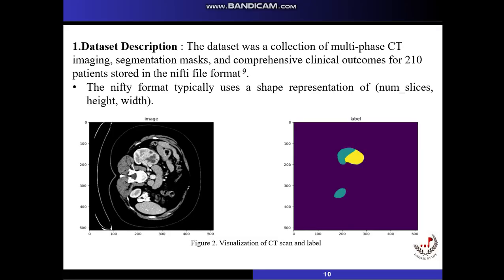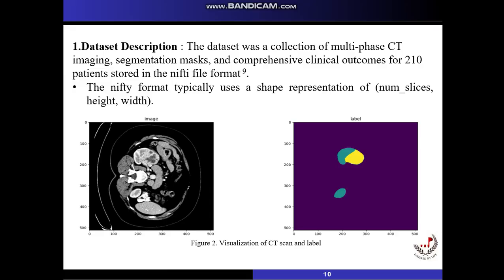The dataset was a collection of multi-phase CT imaging segmentation tasks from about 210 patients, and they were in the NIfTI format. So getting it into its appropriate format is one of the main tasks. So this is the image, and you can see there is a tumor present that is highlighted with yellow and green color. That's the annotated label.